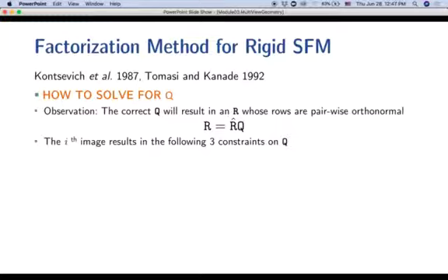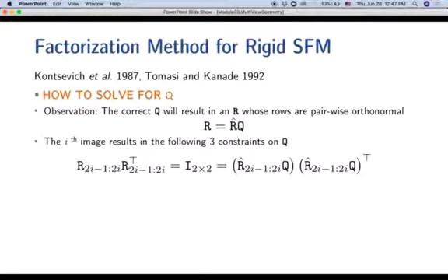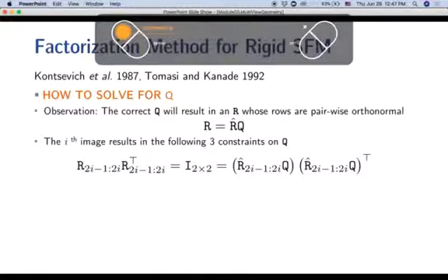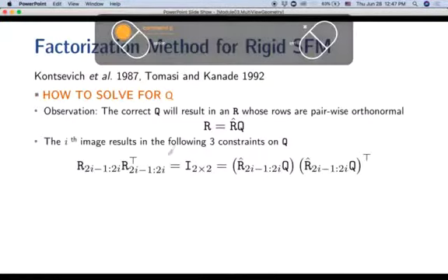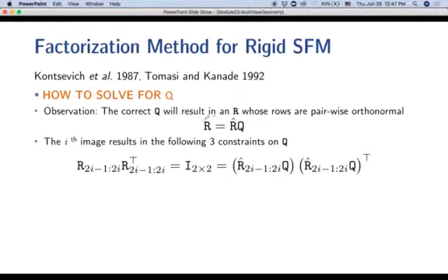Okay, so the ith image will result in the following three constraints on Q. I've written the pairwise orthonormality in a kind of weird notation, but I've written that constraint mathematically now, right? What am I saying here? The two rows of R, let's say row 1 and 2, should be orthonormal, which means those two rows times the transpose of that should give me 1, 0, 0, 1.